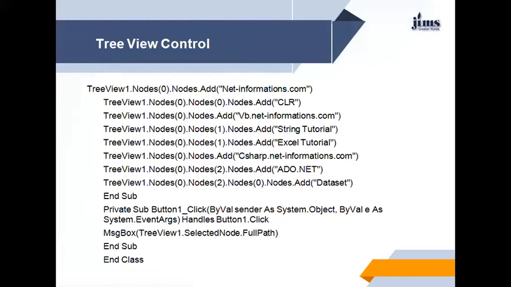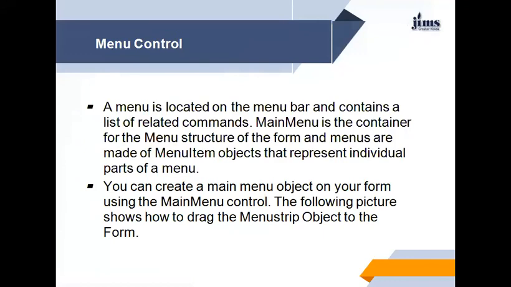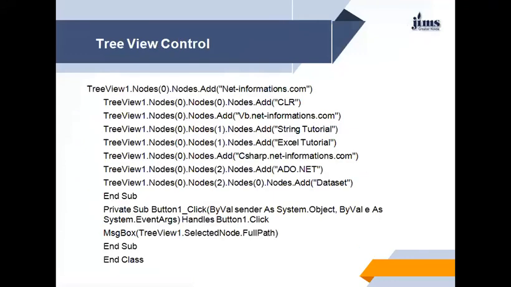Now, Private Sub Button_Click(ByVal sender As System.Object, ByVal e As System.EventArgs). When we click on that button, you will get a message box with TreeView1.SelectedNode.FullPath. Now you end the sub and end the class. Then you will get the output. You can just run this program and see whatever output you get.